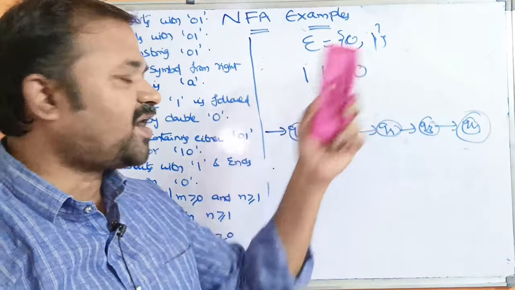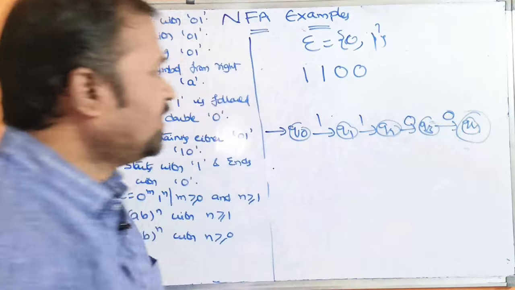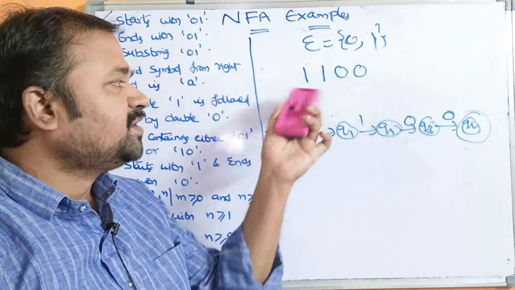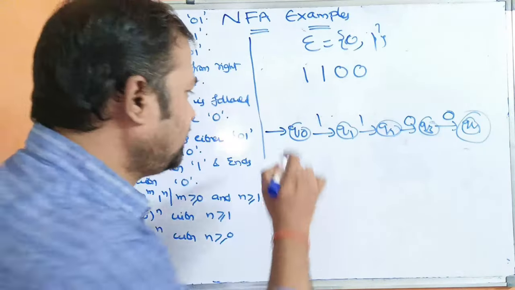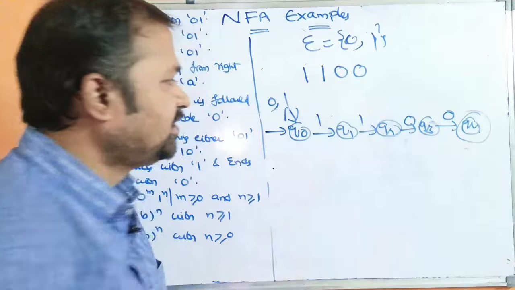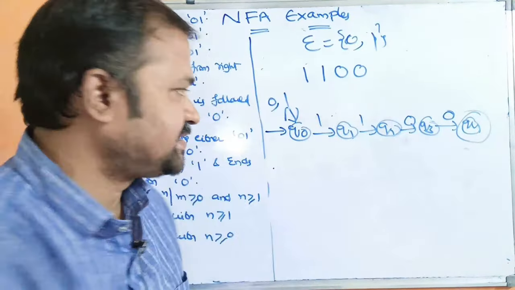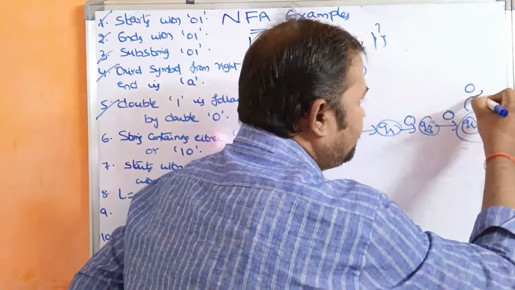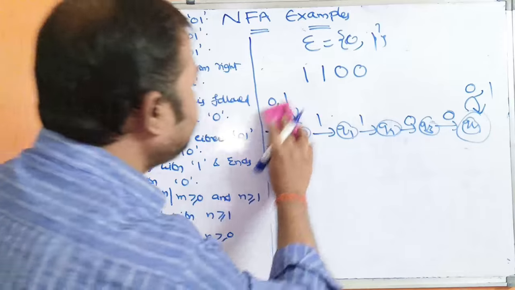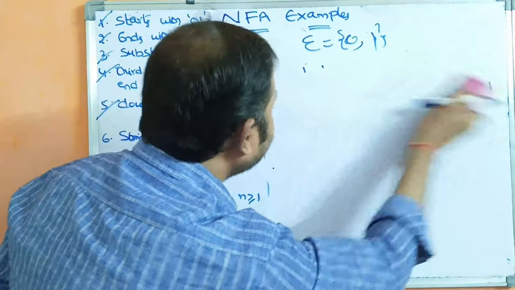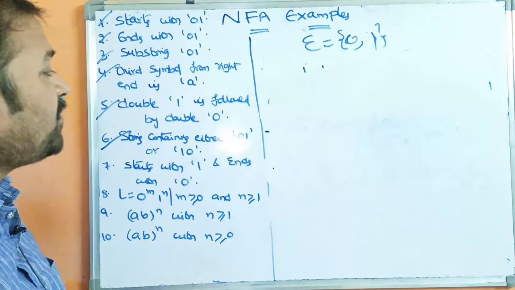Double 1 is followed by double 0, so 1100. Before 1100, we can have any number of zeros and ones. There is no restriction on that, so let us apply the self loop, 0, 1. After 1100, we can have any number of zeros and ones, so let us apply the self loop. In this way, we can solve the problem. Now let us see the next example: strings containing either 0, 1 or 1, 0.